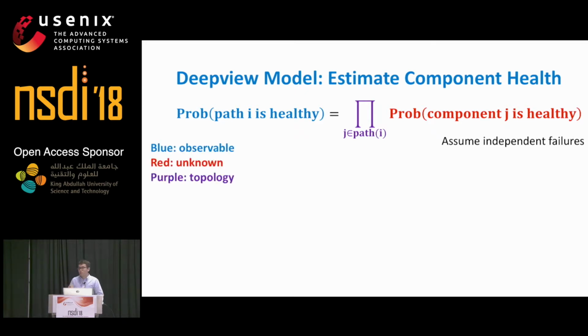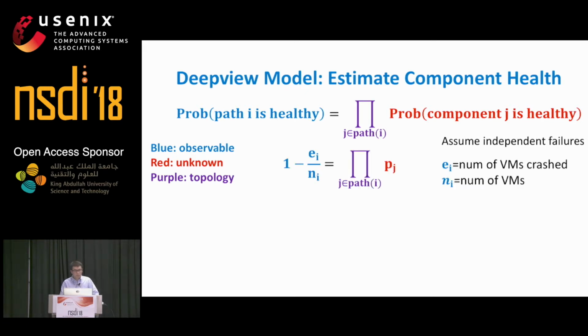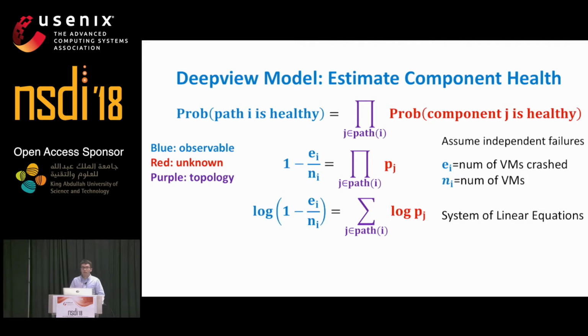Now we will use blue to denote observables, red for unknowns, and purple for what's given by the topology. We can estimate the left-hand side of this equation by 1 minus the fraction of failed VMs. Then to make this equation more mathematically tractable, we take log on both sides so that we turn the product into a summation, and we get a system of linear equations. If we're able to solve those equations exactly, we will be able to get those p_j's, which are the component health probabilities that we're after.